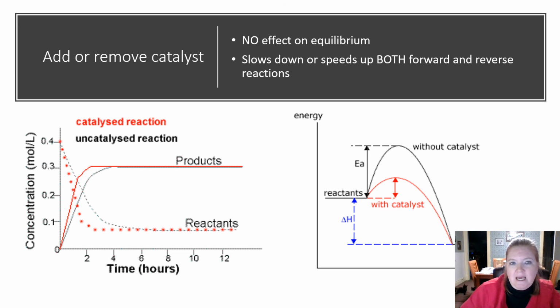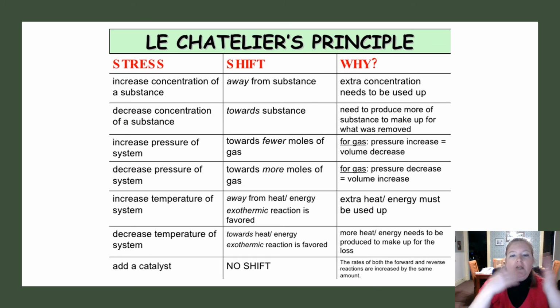So what does adding a catalyst change? It changes something called activation energy. You can see we need less when we have a catalyst. So here's a quick summary of the stresses: we can increase concentration, decrease concentration, increase and decrease pressure, increase and decrease temperature, and add a catalyst.